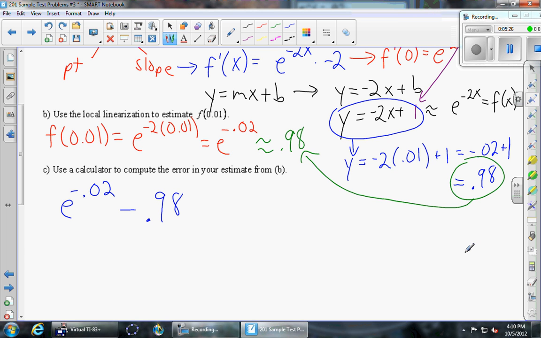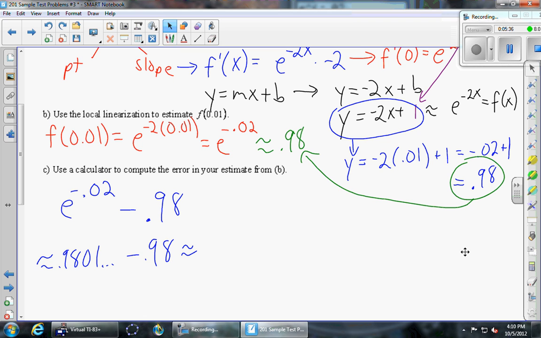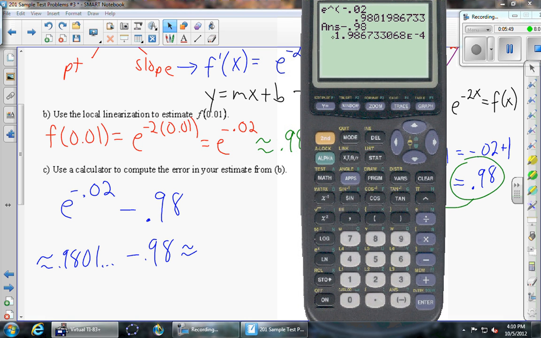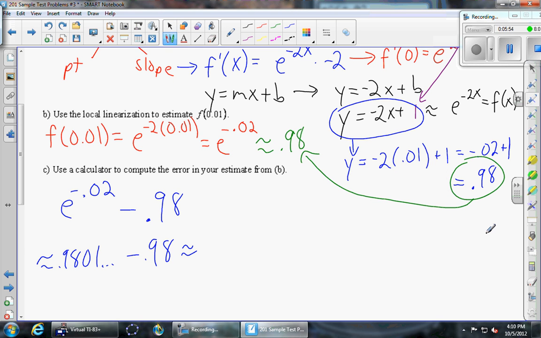So this is approximately 0.9801, and then some more stuff, and then minus the 0.98. And so that is approximately, and then we'll grab this from the calculator with a few more digits. So let's see, that e to the -4 means take the decimal place and move it 4 places left. 1, 2, 3, 4, so how many zeros are there? I think that means there are 3 zeros there in the front, and then 19867. Three zeros in the front and then that number. And that is a very small error.